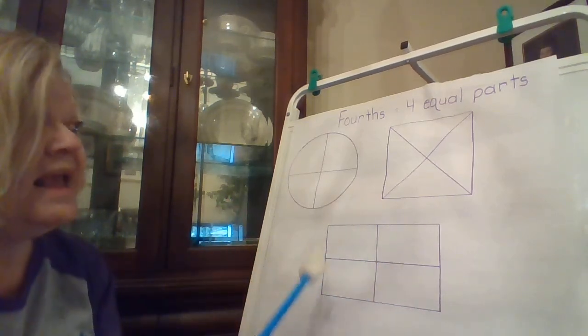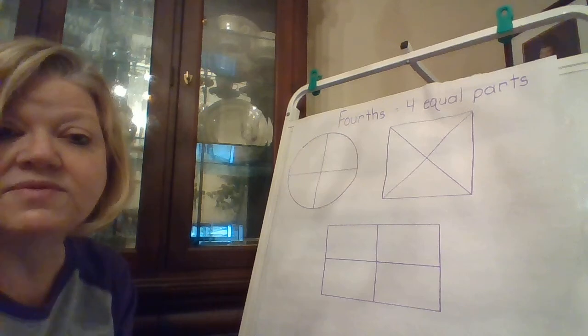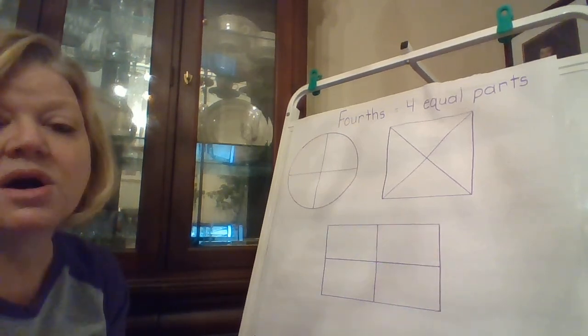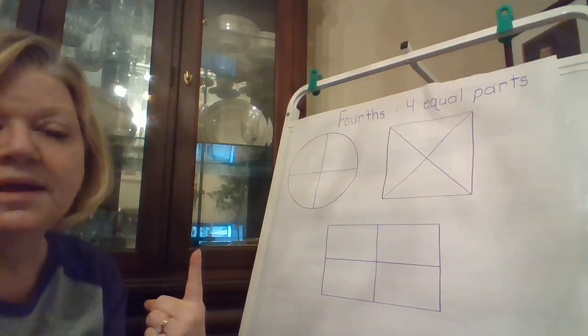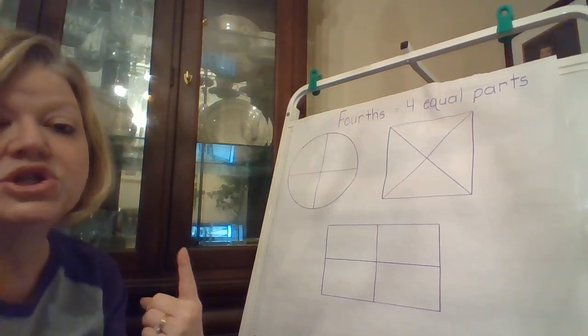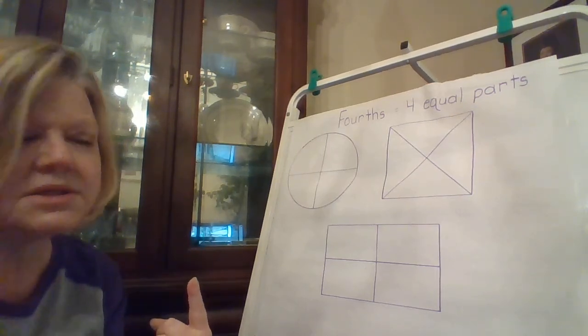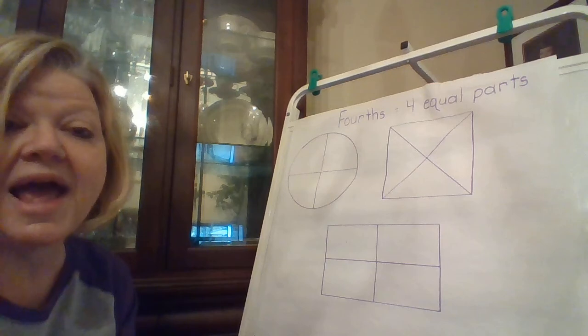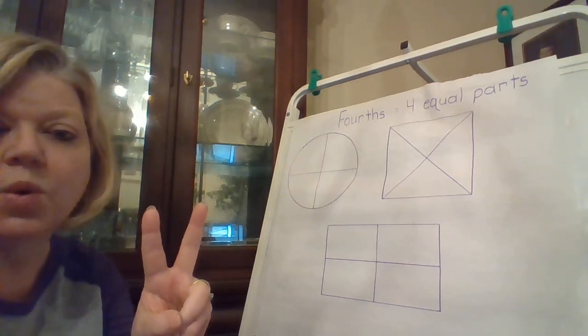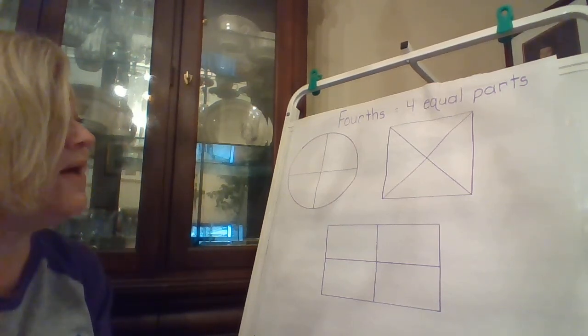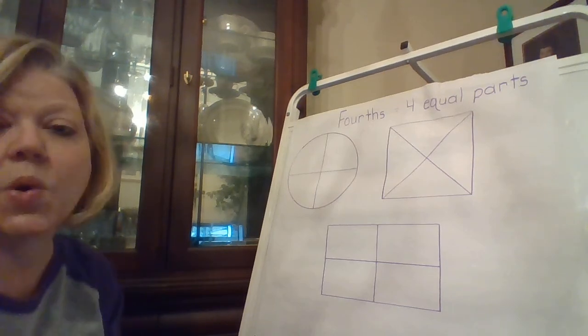Now, any questions about what we've talked about today? We've talked about partitioning, dividing a shape into equal parts. We've talked about the word halves, which means 2 equal parts. And we've talked about the word fourths, which means 4 equal parts.